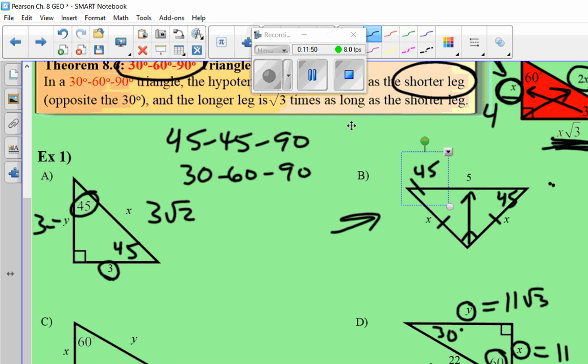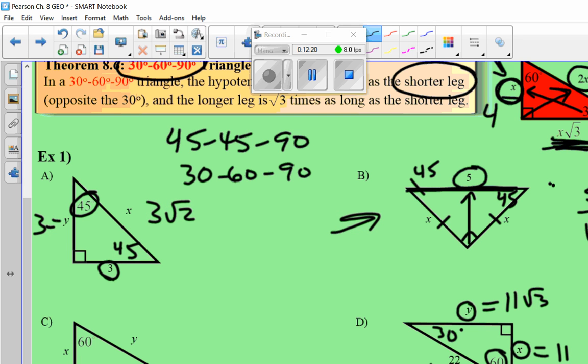Now, the issue here is that they're giving me the hypotenuse, and the hypotenuse is the square root of 2 times bigger than the leg. Well, I've got to go get the leg now. So I want to take the hypotenuse and divide it by the square root of 2. Okay. Because remember, I multiplied the leg by the square root of 2 to get the hypotenuse. So whatever that number was, it gave me 5, but now I've got to use it to go backwards.